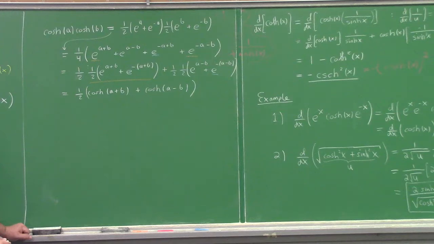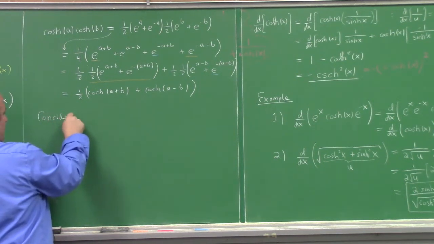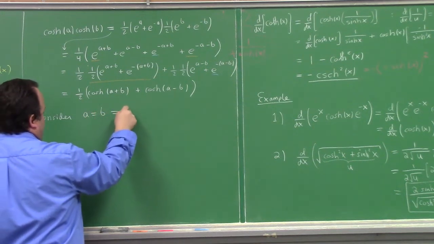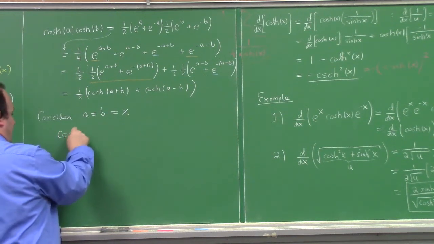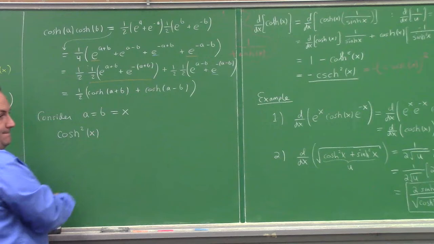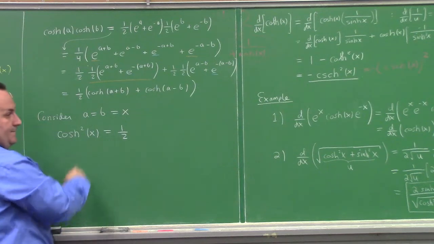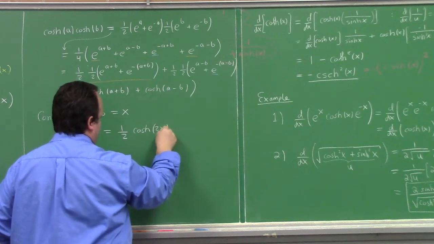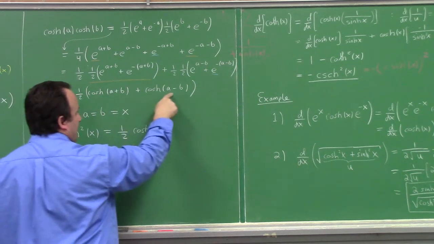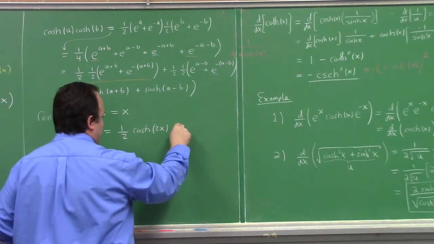So this is something you can do. We can look at specific cases, right? So consider a equals b equals x. What does this identity give you? It gives us that hyperbolic cosine squared of x equals one half hyperbolic cosine of 2x. What's x minus x? It's 0. What's the hyperbolic cosine of 0? Hyperbolic cosine of 0 is 1. So this is plus 1.